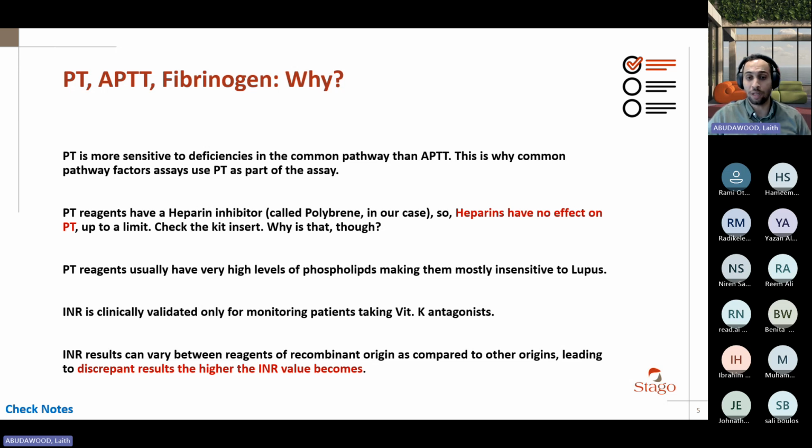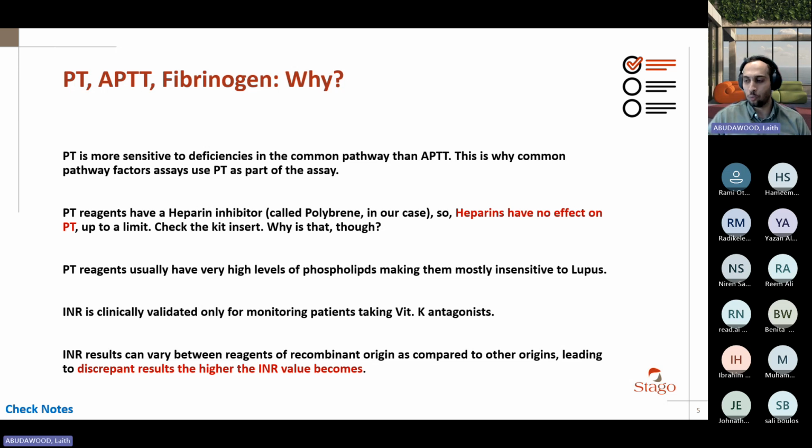PT has normally very high levels of phospholipids. It has to do with the way it's extracted, etc. Not our topic. But PT generally is very insensitive to lupus. So the customer might say, okay, the patient has lupus. Why is your PT normal? Because PT has very high levels of phospholipids. That's why PT is a very bad test to screen for lupus. It's very, very insensitive to lupus.